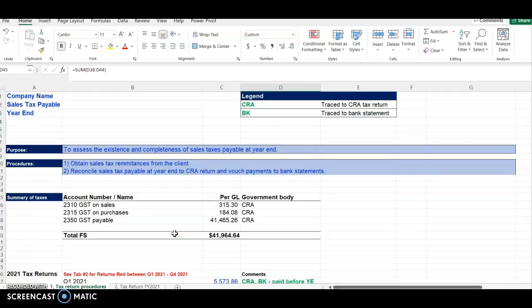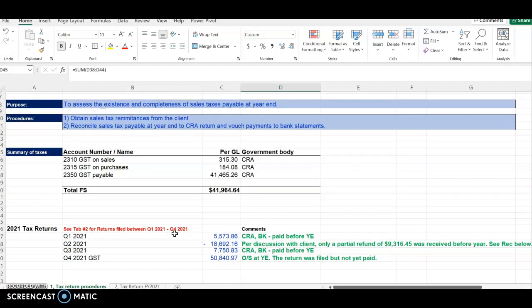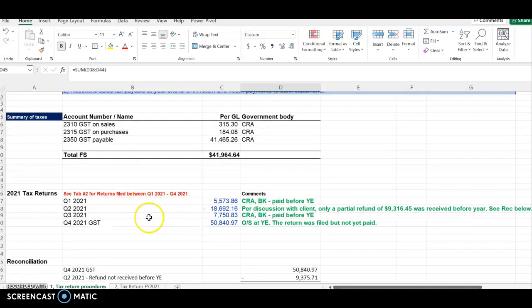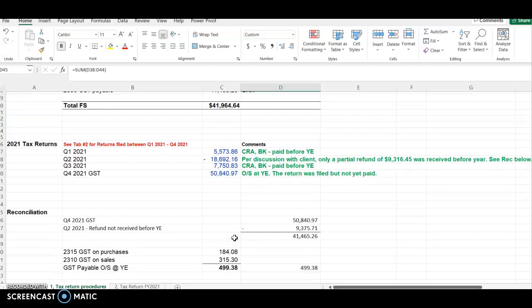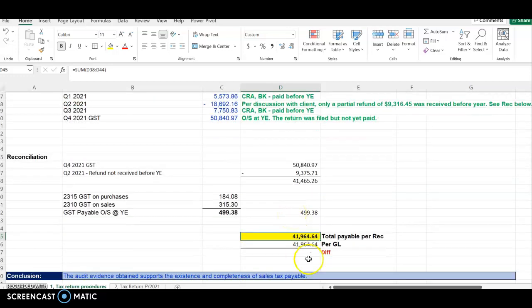Okay, so this is how you will normally perform an audit of sales tax. Make sure you obtain all the tax returns, and then make sure you perform your reconciliation in a situation where the government is owing the client or the client is owing the government, and that way you can determine if there are any differences between your reconciliation and what the client has on their GL.